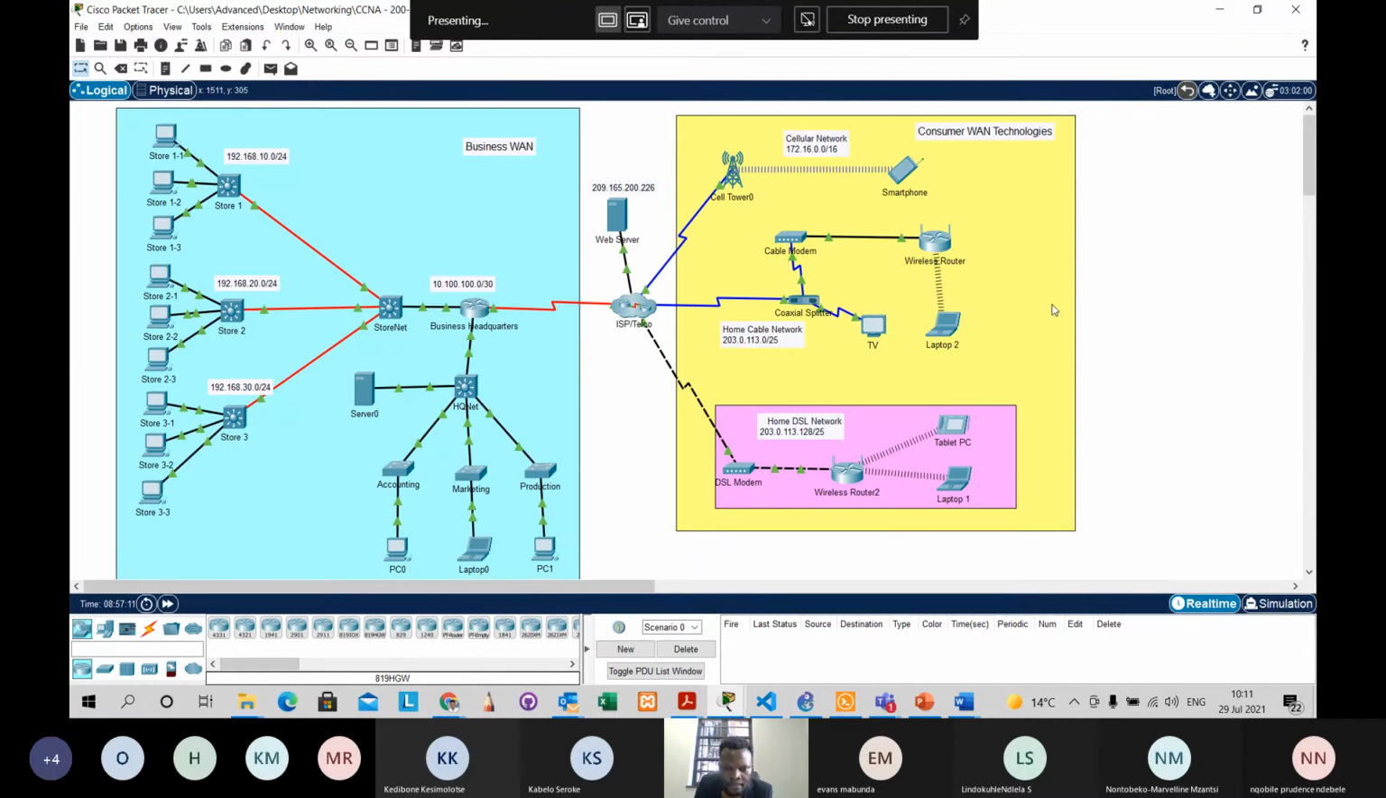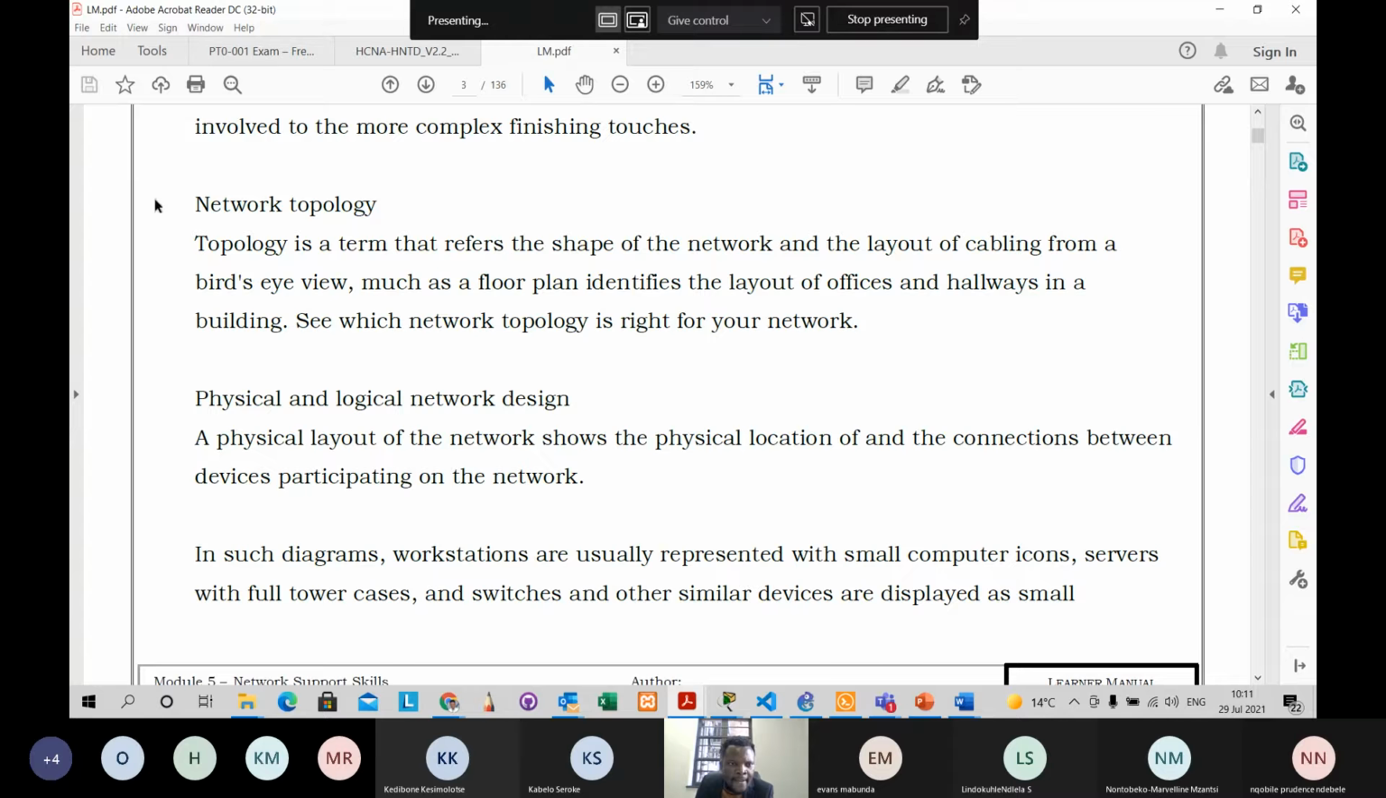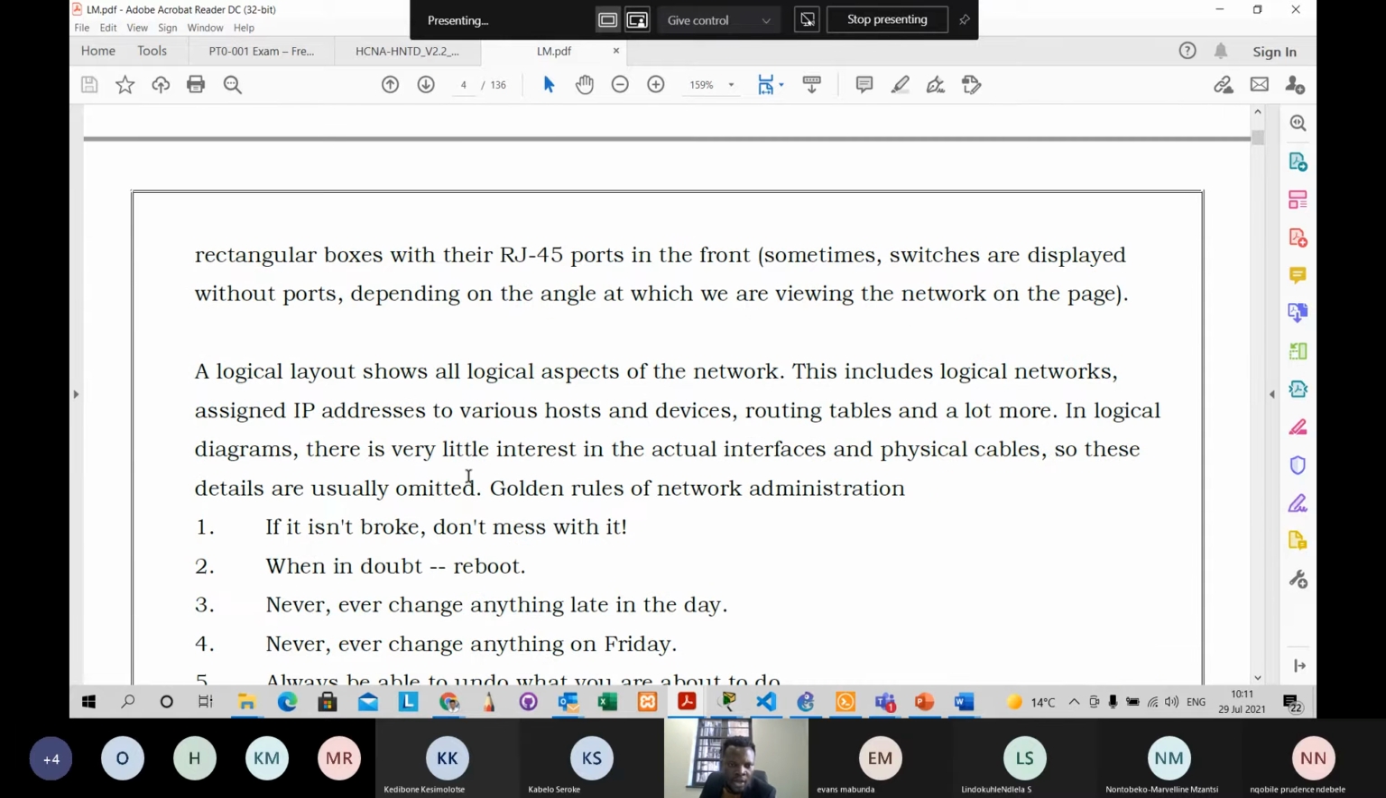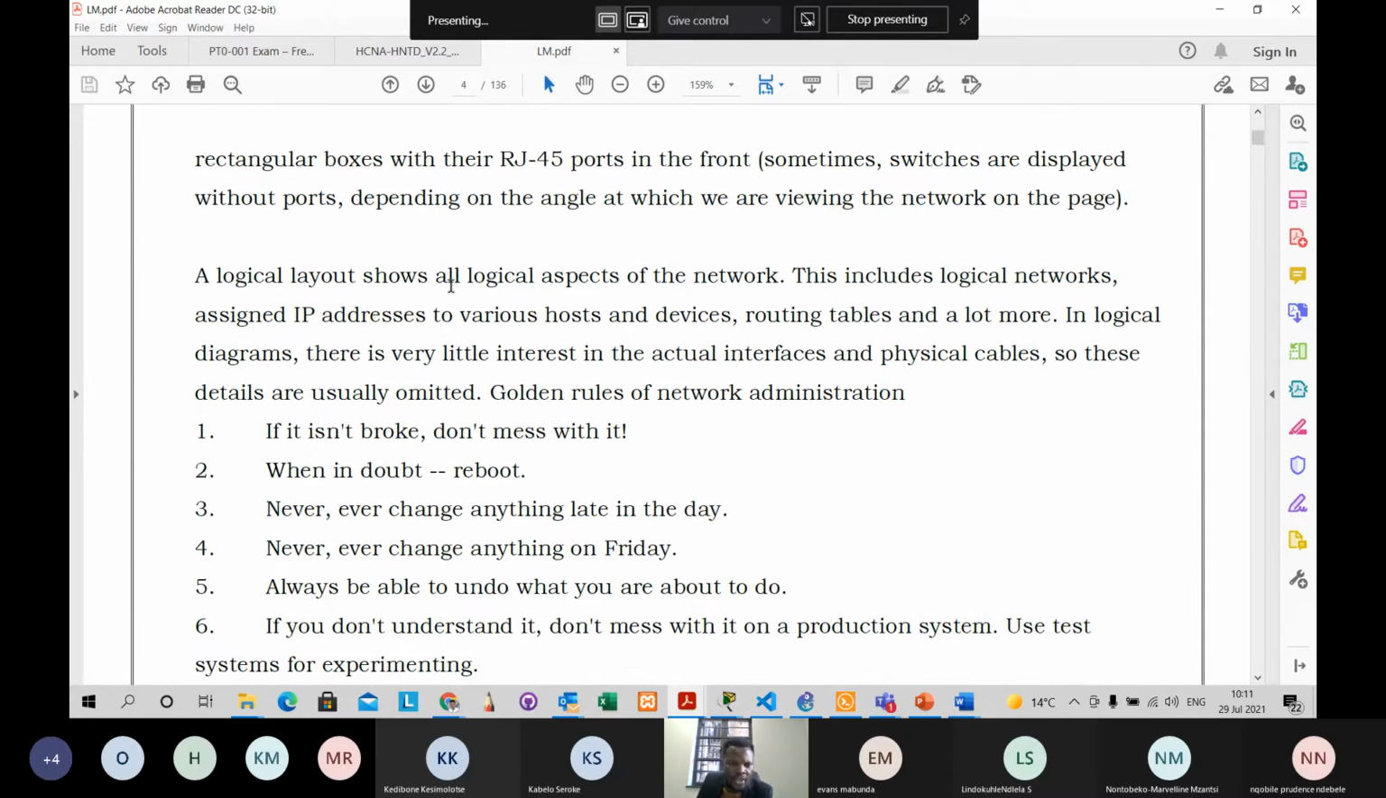All right, network topology, and then we have this part, physical and logical network design. Okay, I've showed you this part, right? The physical and then the logical. How does it look like? So I showed you the physical, and I've shown you the logical. A logical layer shows all logical aspects of the network. This includes logical networks, assigned IP addresses to various hosts and devices.